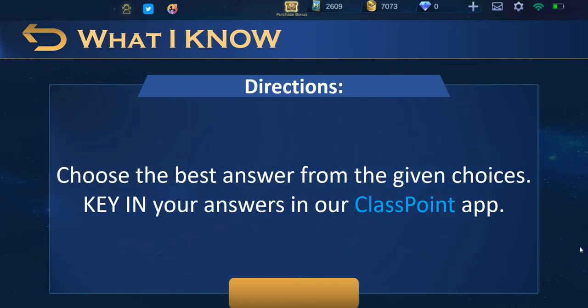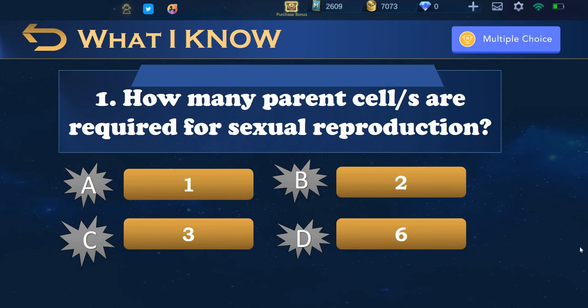Let's move on. Before we proceed with the main lesson, let us have this review. What I Know. Directions: choose the best answer from the given choices and key in your answers in our class app. Are you ready? If you're ready, let's start with question number 1. How many parent cell or cells are required for sexual reproduction? Is it A, 1, B, 2, C, 3, D, 6? And go.